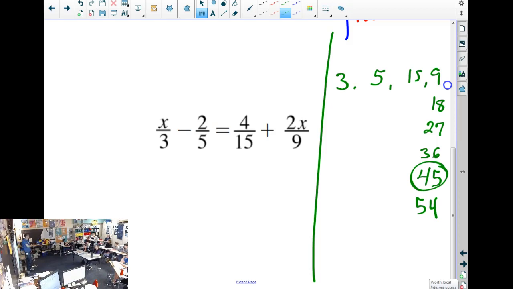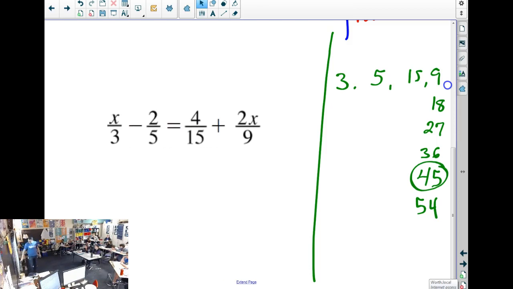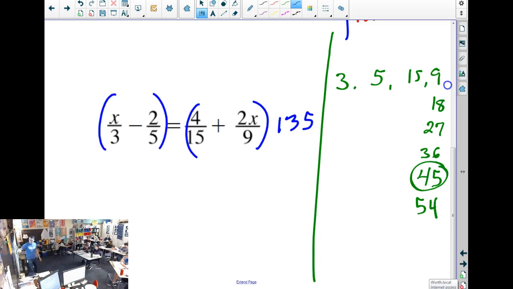Now, alternatively, 3 times 5 times 15 times 9, well, ignore the 15 because, guys, you already get 15 when you do 3 times 5. So if you do 15 times 9, we get 90 plus another 45, 135. So 135 would work. But an easier option would be 45.